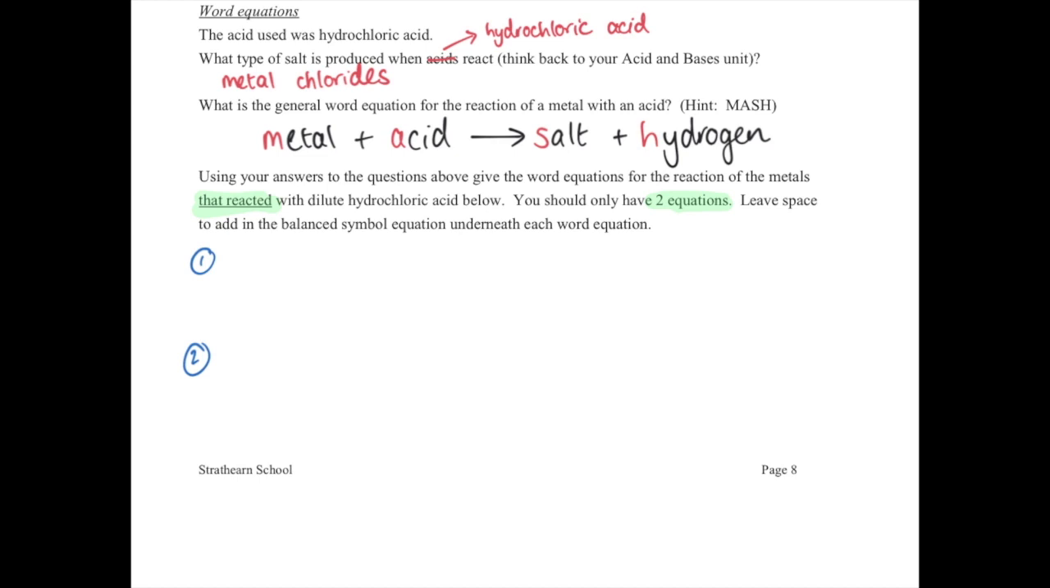So I want you to have another read through the information on page 8 and to give that a go. Think about the two metals that reacted and how you could write a word equation for their reaction with hydrochloric acid. So this time it shouldn't be metal plus acid gives salt plus hydrogen. You should actually name the metal, name the acid, and name the salt. So see if you can work that out from the information that you've been given on this page. So pause the video now, and then I'll take you through to see if your answers are correct.